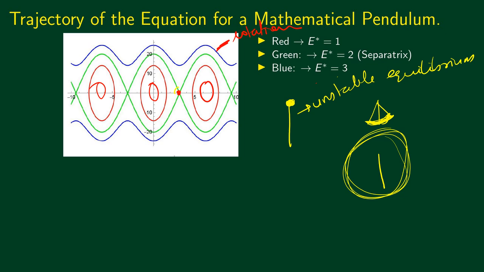It can fall in either direction, in such a way that theta increases, or x increases, or x decreases. We can include arrows here. So the arrows will go like that.